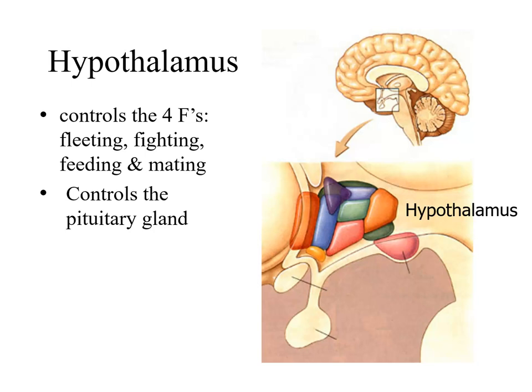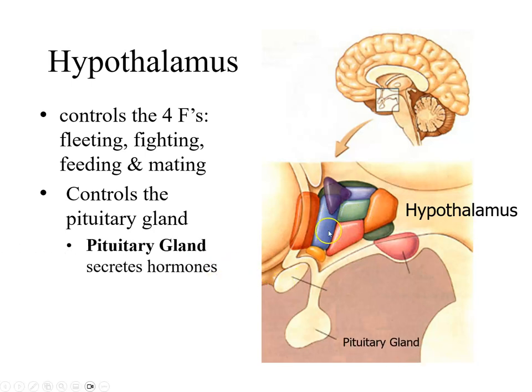The hypothalamus also controls the pituitary gland, and the pituitary gland is right below the hypothalamus. The pituitary gland, its job is to secrete hormones so that you can get that hormone release into your body. If we go up here again, the thalamus, the hypothalamus, and the pituitary gland, those are the 3 easiest things to label when you look at a brain image. So thalamus, hypothalamus, pituitary gland.